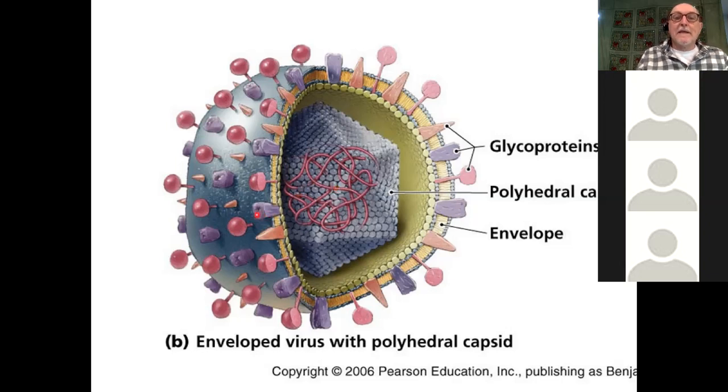So again, here are the proteins on the outside. There may be many different kinds of protein, but these are viral proteins. These are not host proteins, although the host had to make them. It did so under instruction from the virus. But these are viral proteins which determine its infectivity, and also determine the process whereby it infects its host.